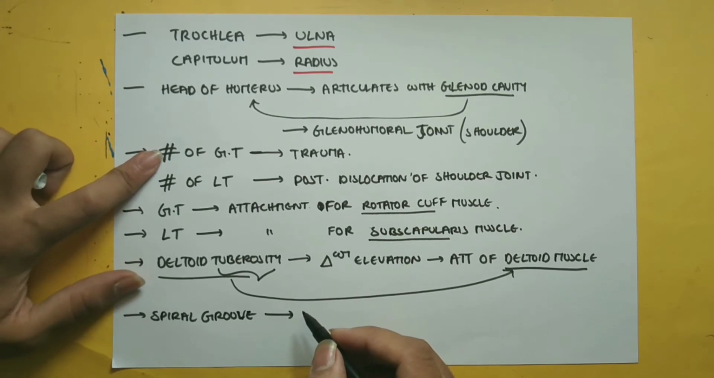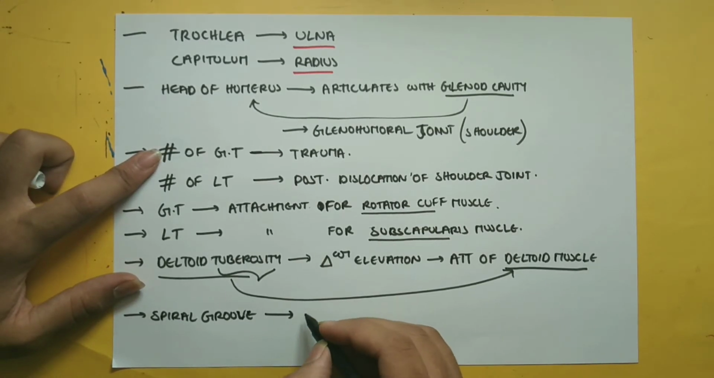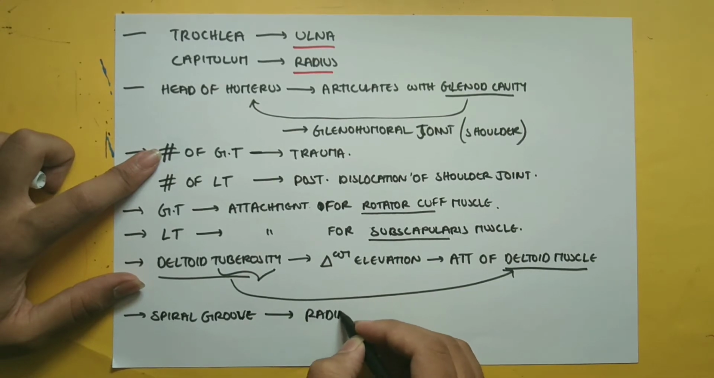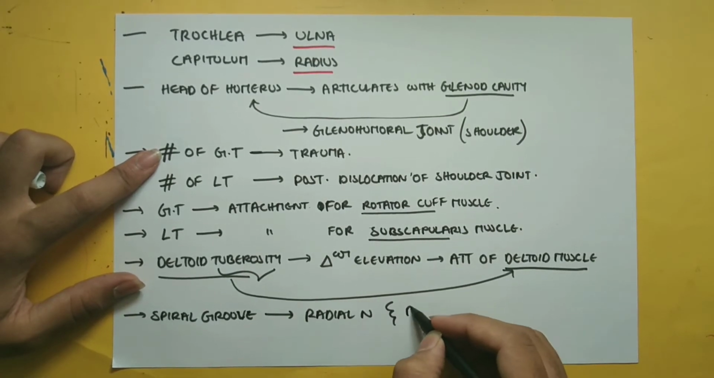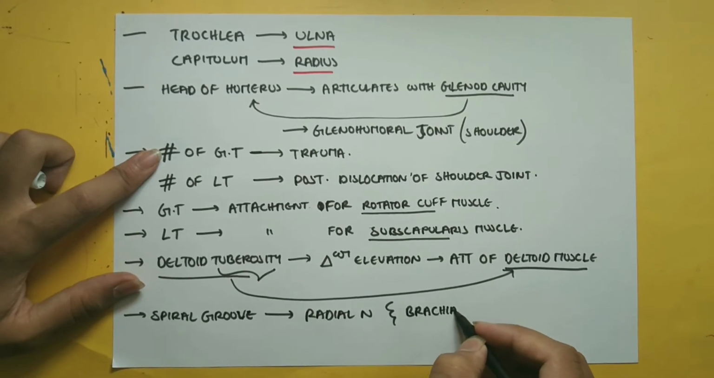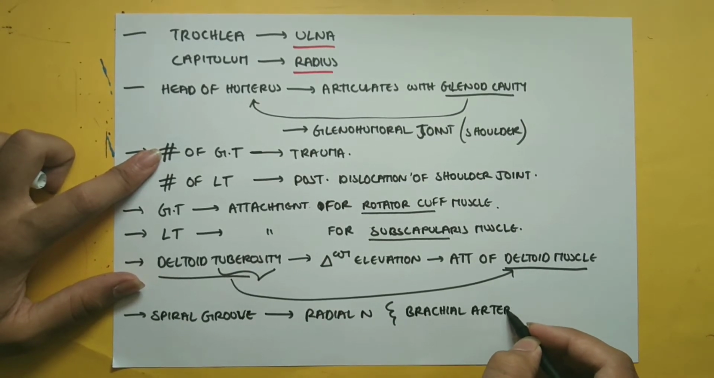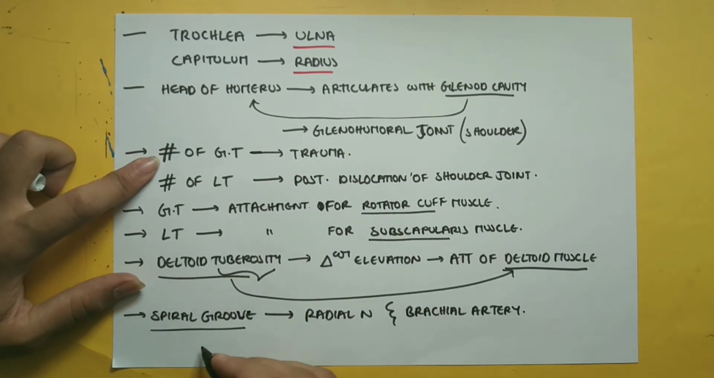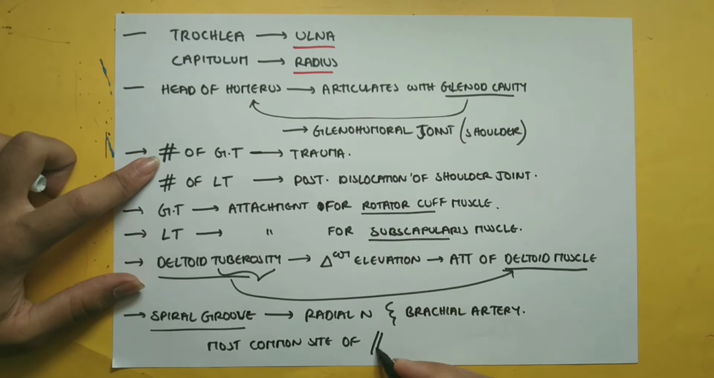This contains the radial nerve and the brachial artery. Which nerve? Radial nerve and brachial artery. This spiral groove is also the most common site for fracture of humerus. Whenever the fracture happens, it damages the radial nerve and the brachial artery.